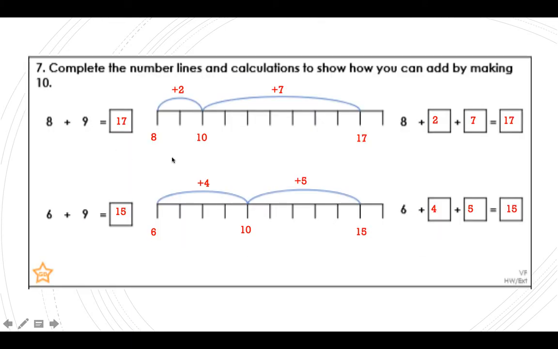The next question, have a look on the video and you can mark these yourself. So again, you need to make 10 before you do the rest of the sum. So make sure you've got all of these numbers right, and then you can give yourself a tick if you've got them right, and if not, you can put a dot. So pause the screen if you still need to catch up with some of the marking.